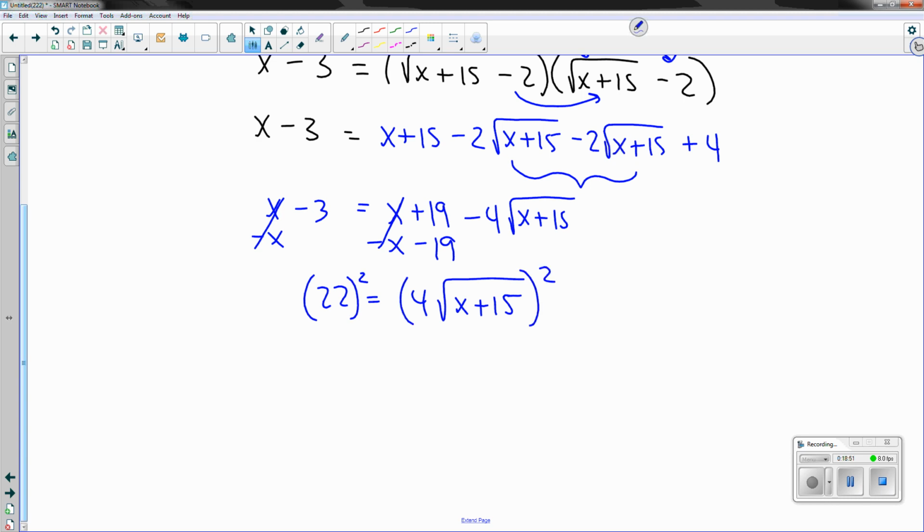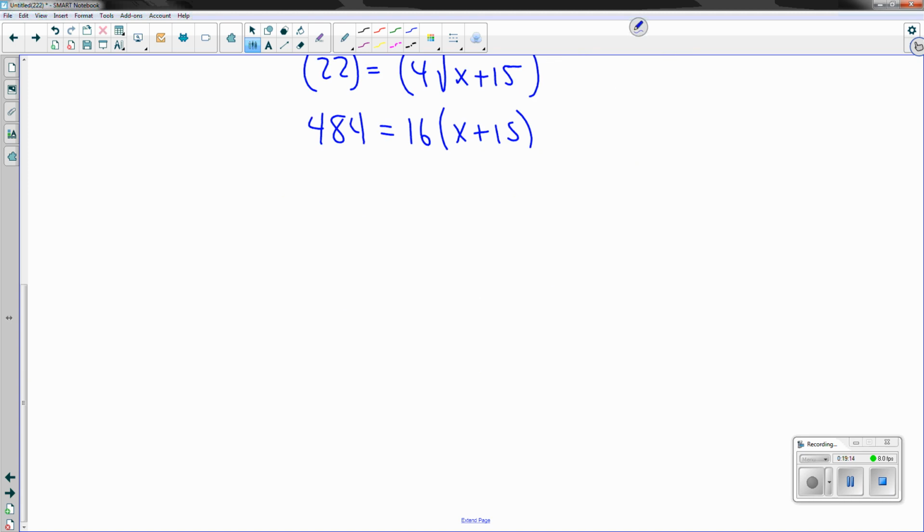So I'm going to leave the 4 on the right, and I'm going to square both sides at this point. So I'll need a calculator for 22 squared. We're going to get 484 equals 16. So don't forget that 4 has got to get squared, and then that square root cancels, and we're left with this. I could divide both sides by 16. 484 is not divisible by 16, so I would get a decimal. It's not the end of the world, or a fraction. But let's distribute the 16.